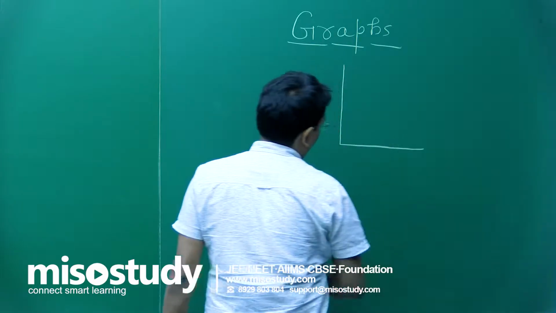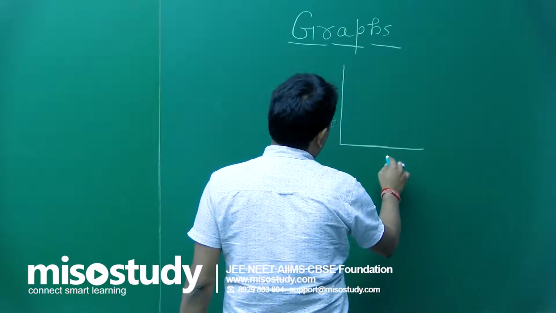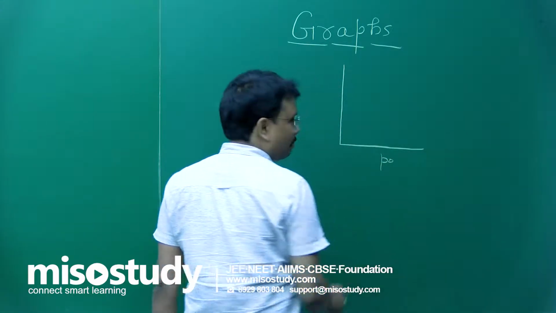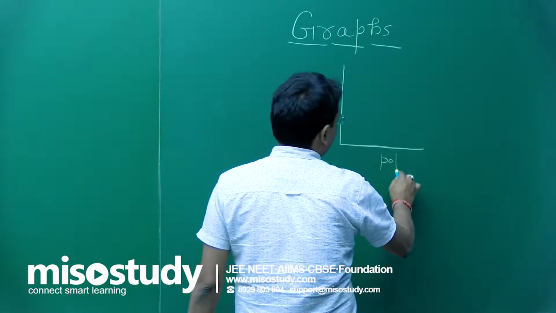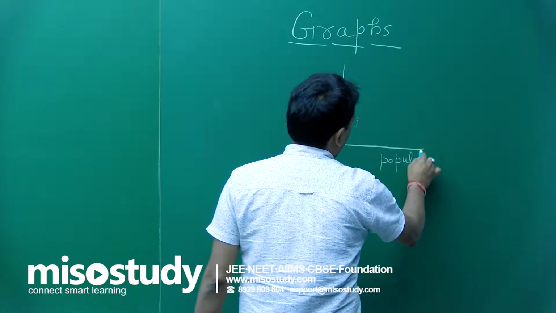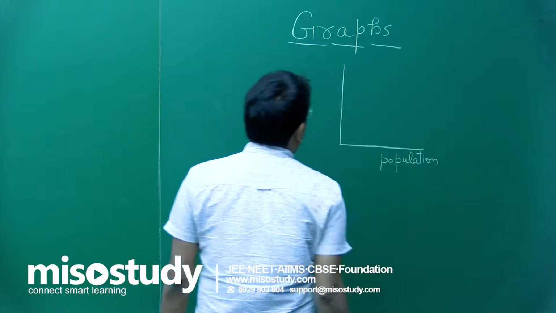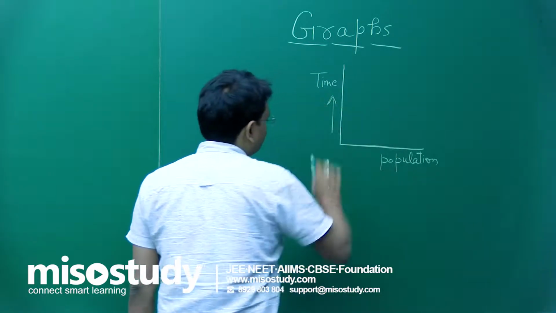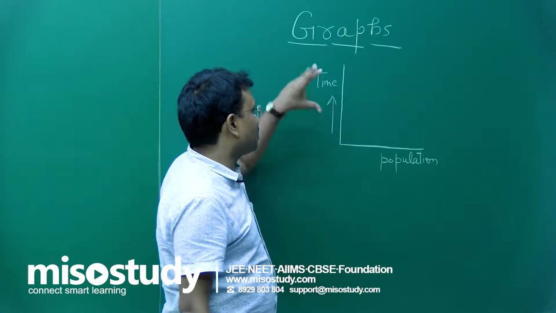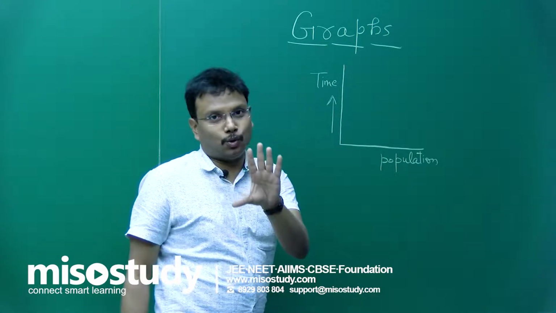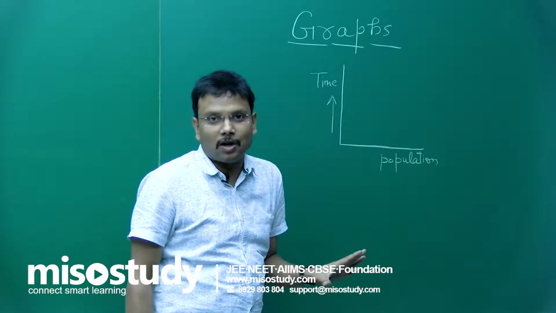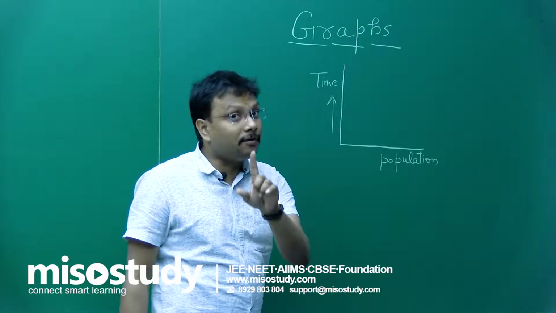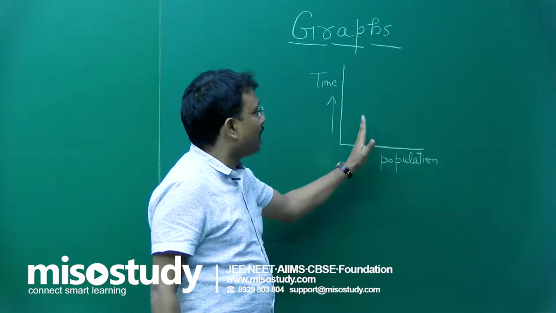Say for example, this is population. Forget about physics for the time being, I am talking about graphs. Let us say it is the population of India, and here it is time. Now imagine the situation: time you can't stop, only the Almighty can do that. So time will keep on moving, meaning on the x axis it will always go up.